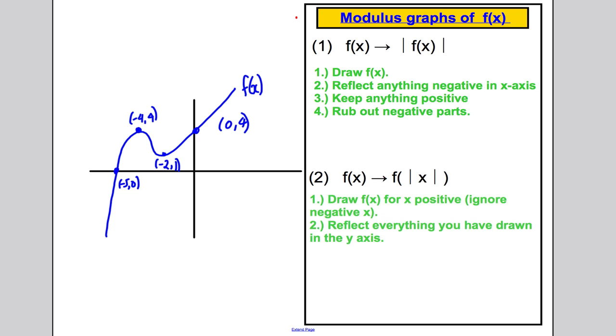Well, you draw f of x for x positive, so I draw f of x for x positive here. Ignore anything where x is negative, so all these good points here get ignored. Reflect everything you've drawn in the y-axis, so it would look something like this. And you would cross out here because you didn't even need it at all. And that would be your f of mod x graph.